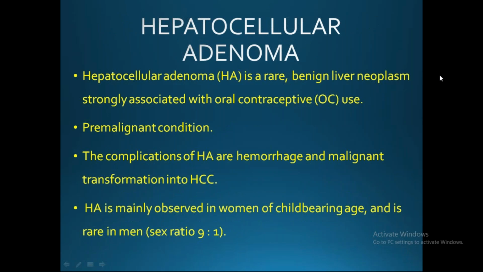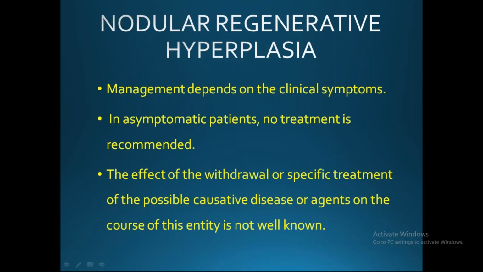More commonly, again, nodular regenerative hyperplasia, it is always a conservative approach. So in liver, always remember that when the symptoms are too aggressive, the patient presents with symptomatic presentation, you should always plan for a resection. That is the only surgical treatment available.